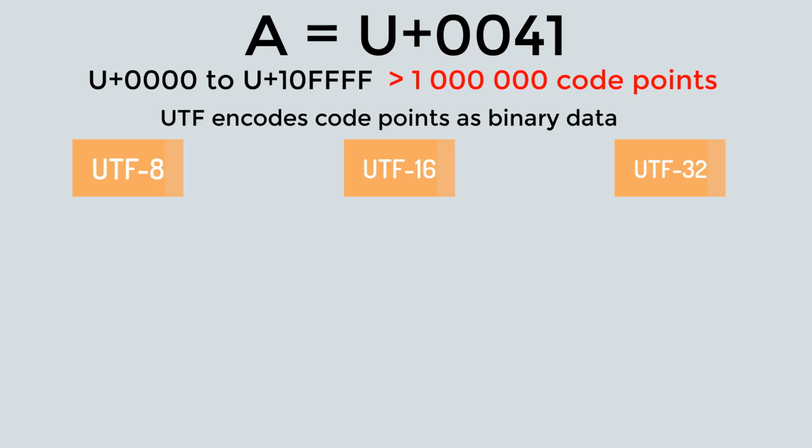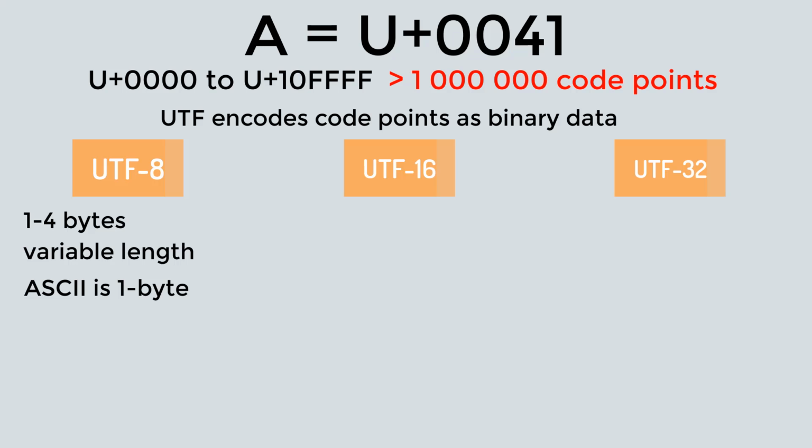UTF-8 uses between 1 and 4 bytes for each encoded code point. It is variable in length. ASCII characters use 1 byte in UTF-8. This means that UTF-8 preserves the original ASCII byte value. For example, uppercase A is stored as the same byte in both ASCII and UTF-8. Characters outside the ASCII range use additional bytes.